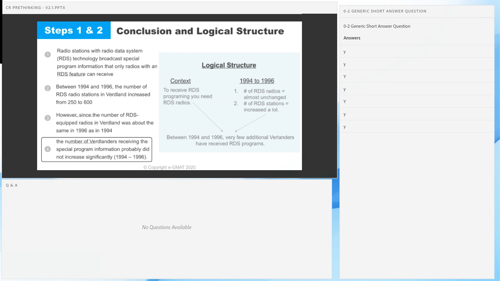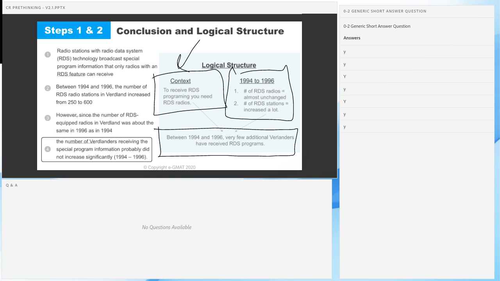Okay. So this is your logical structure. The context says to receive RDS programming, you need RDS radios, you need to be in the range. And between 94 and 96, the number of radios remained unchanged, but you got a lot more transmitting stations. And based on this, the author makes this conclusion. Is the structure simple enough? Clear to you guys?